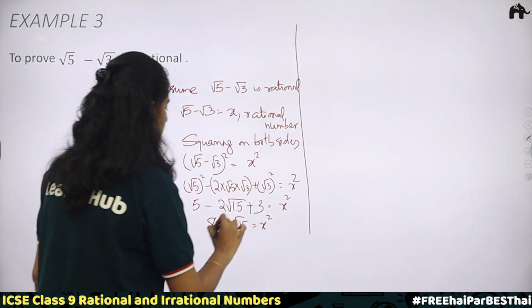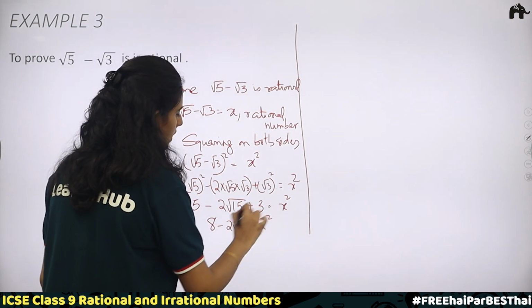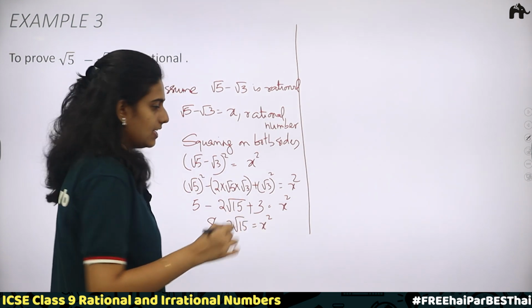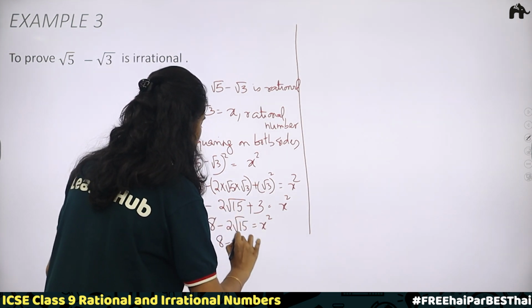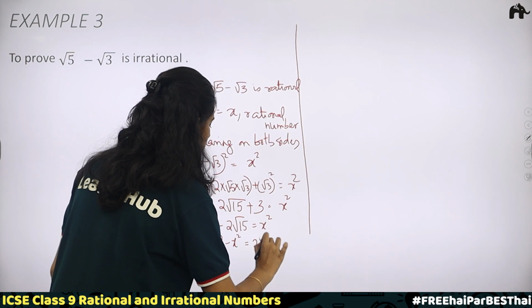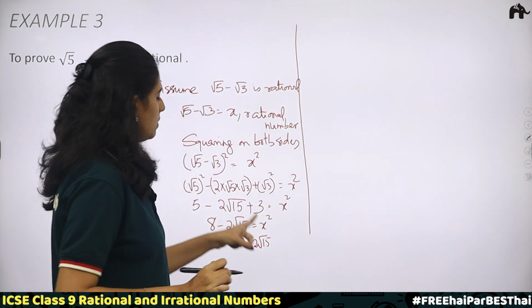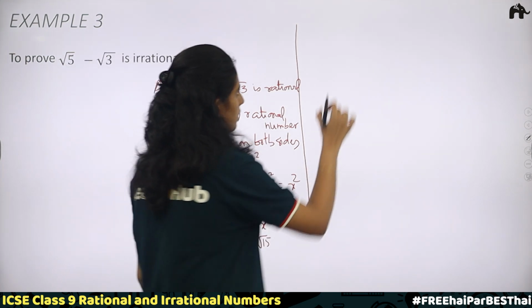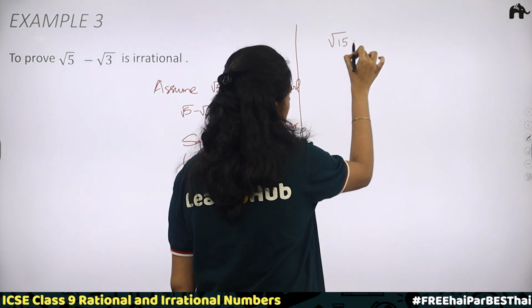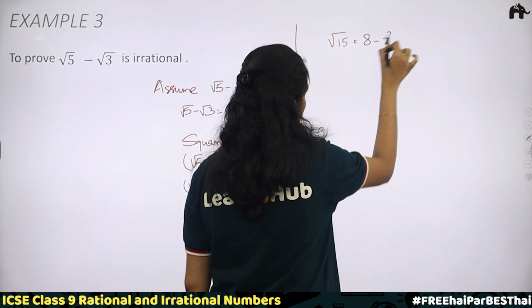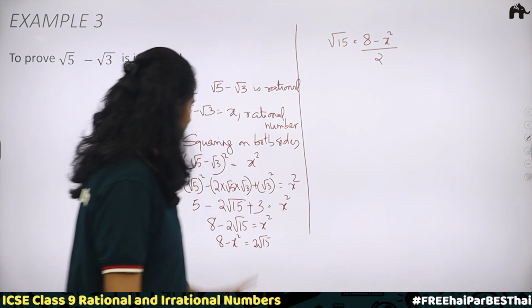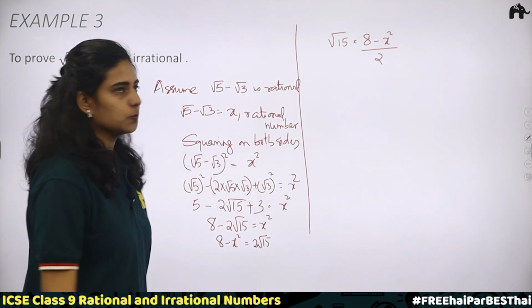Okay, so we are taking this 2 root 15 to the opposite side and x square to the opposite side. We get 8 minus x square is equal to 2 root 15. Minus 2 root 15 becomes plus 2 root 15. Or we'll be having root 15 is equal to 8 minus x square divided by 2.